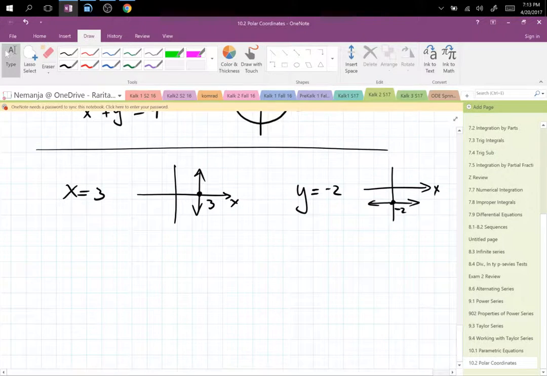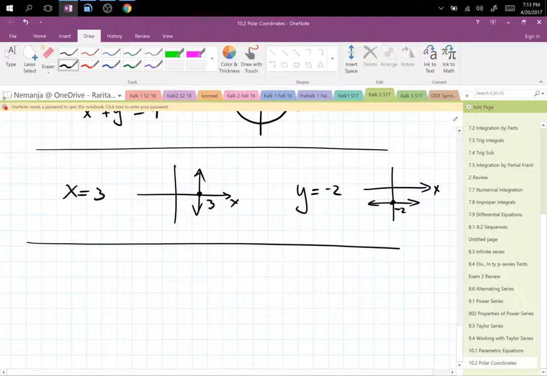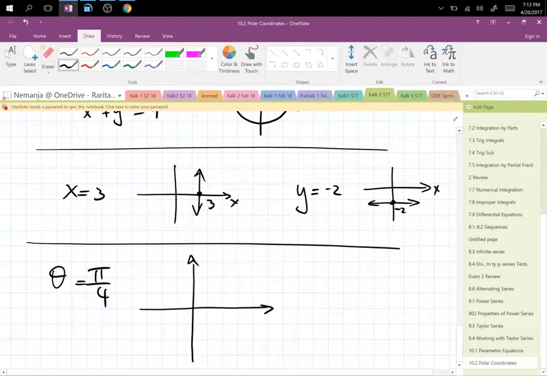Now, what would be the equation theta equals pi over 4? That's also a function. What would that be? What do you think? Very good. It's a 45-degree line that stretches infinitely, right? So it goes through the origin and stretches infinitely.